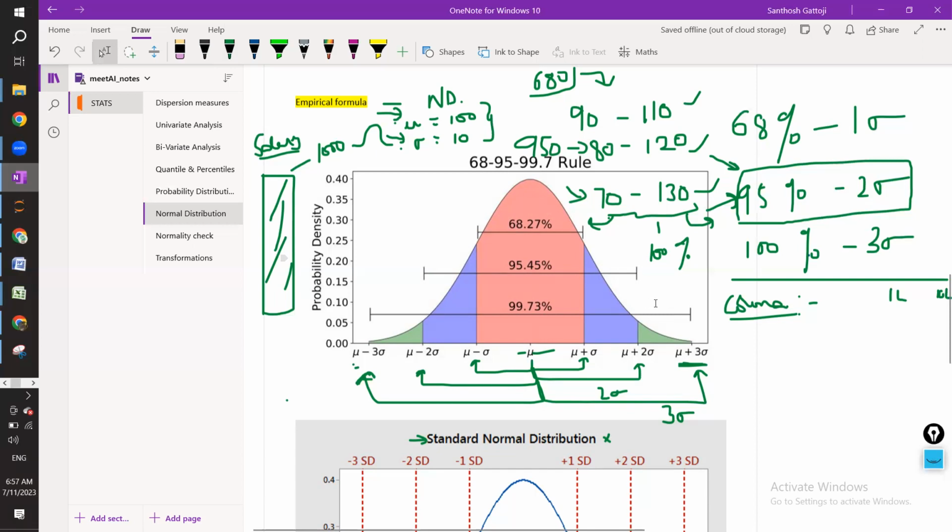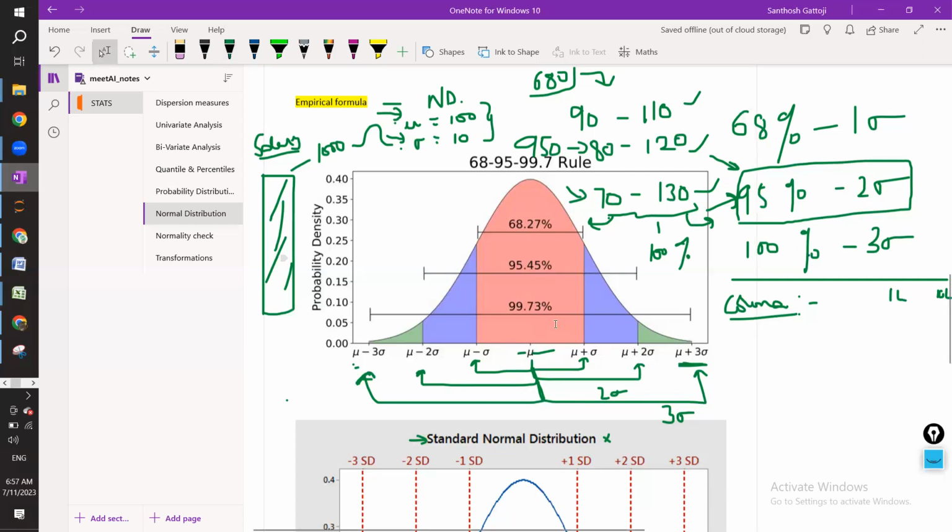The formula is fine, and the application is also fine and useful. But the important question is why it is happening like that. That we need to understand. We have a very important formula, but there should be some intuition behind this, right? Why it is happening like that.